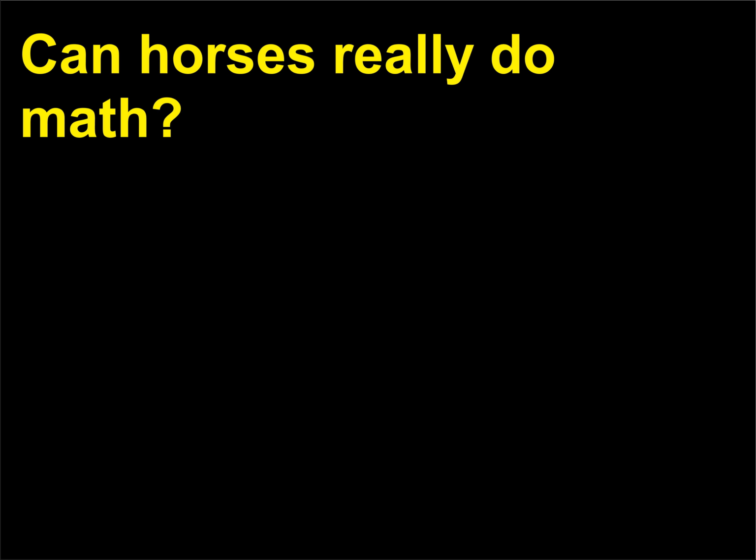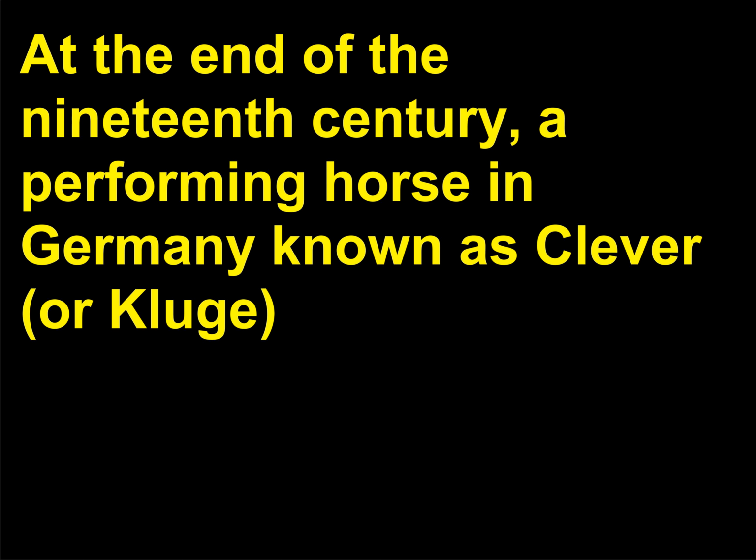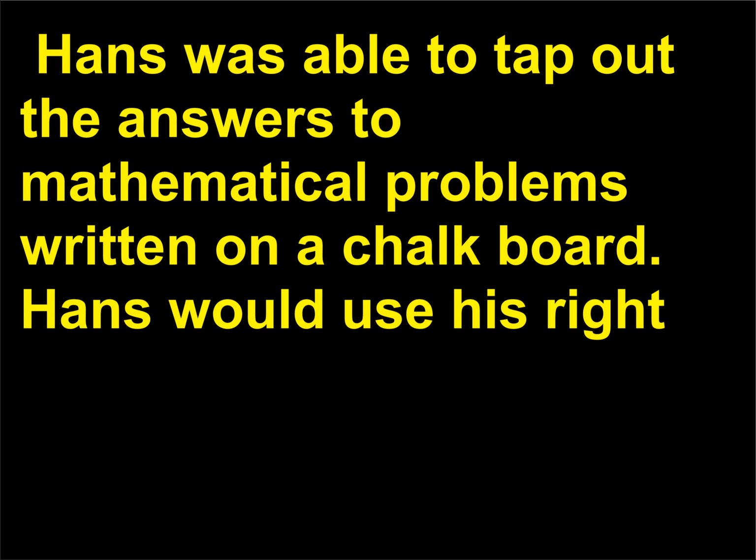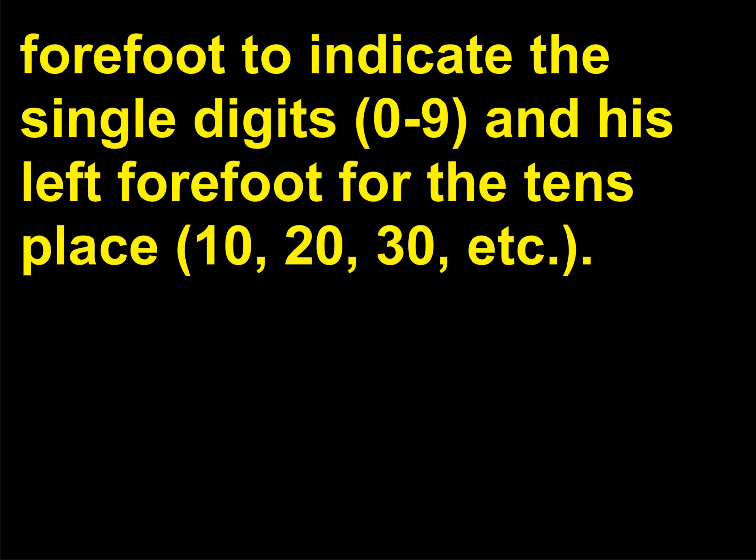Can horses really do math? At the end of the 19th century, a performing horse in Germany known as Clever Hans, or Kluge Hans, was able to tap out the answers to mathematical problems written on a chalkboard. Hans would use his right forefoot to indicate the single digits, 0 to 9, and his left forefoot for the tens place, 10, 20, 30, etc.